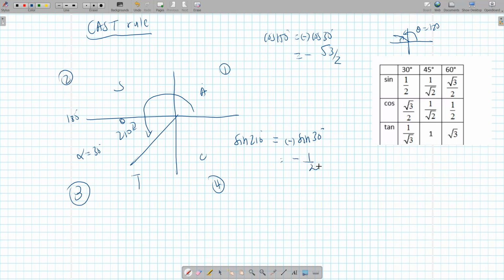And there we go. Let's look at cosine of 210. Cosine, again, we know that's positive in quadrant 4. It is not positive in quadrant 3. We know 210 is in quadrant 3. Cosine is not positive in this quadrant, so there's going to be a negative cosine 30, like that. What's cosine 30? It's root 3 over 2. Therefore, the exact value of cos 210 is negative root 3 over 2. Okay, that makes sense?